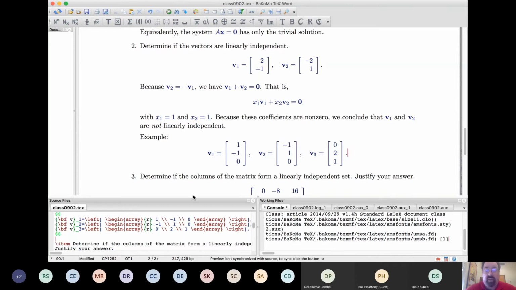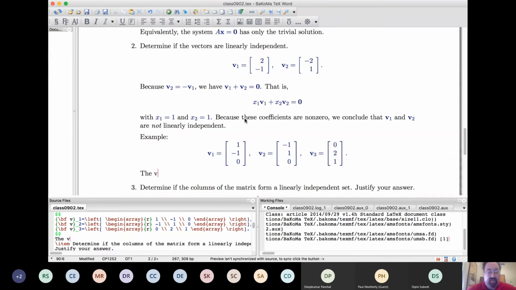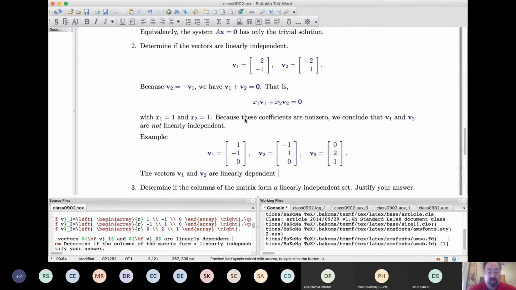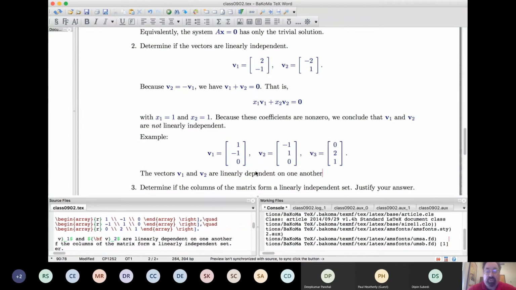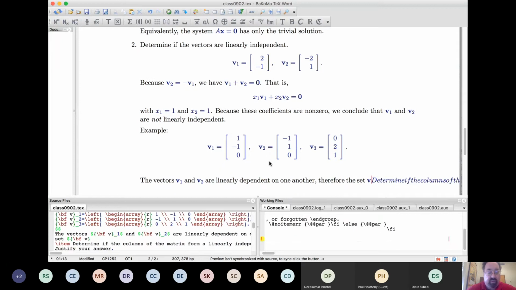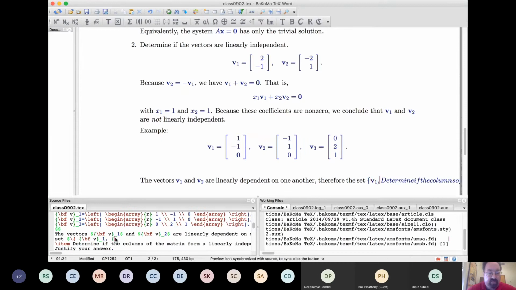Now, using the same reasoning as in the original problem, vectors v1 and v2, because they are scalar multiples of each other, are linearly dependent. So if we look at the whole set of vectors, v1, v2, v3.